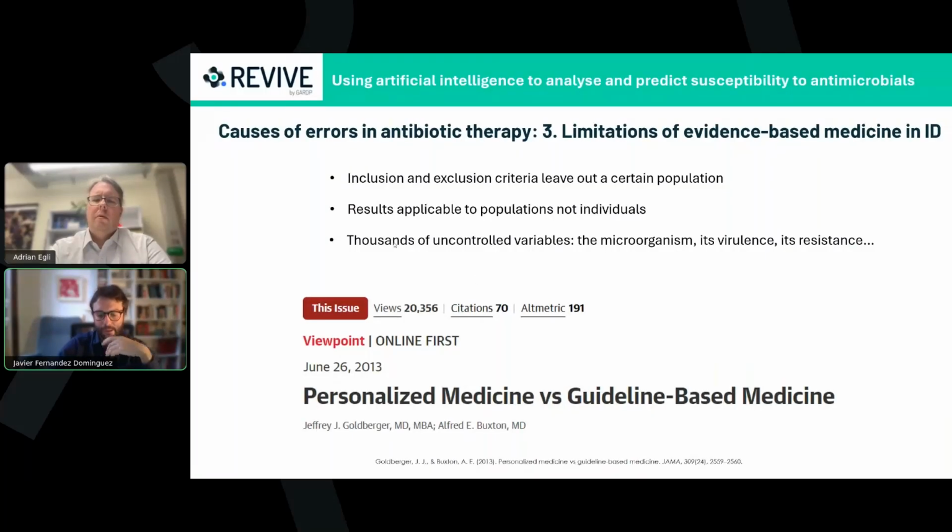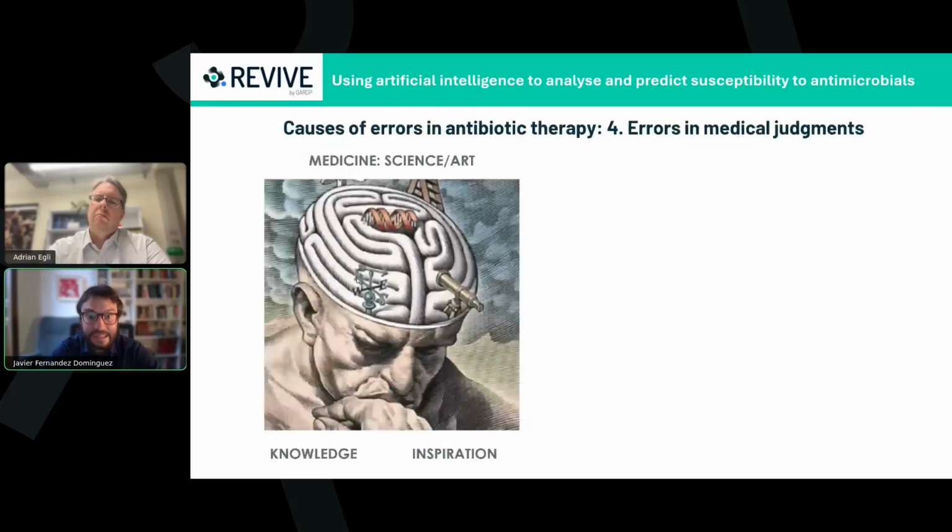errors in antibiotic therapy. And then also there's something inherent to the human, which is, sorry, I can pass the slide. Yes, which are the errors in medical judgments. We know that medicine is a mix between science and art, and like all the arts, the success depends on the knowledge and also the inspiration. When we treat an infection or any disease, we have to take into account the probability. In this case, the probability that the bacteria is going to be susceptible or resistant.